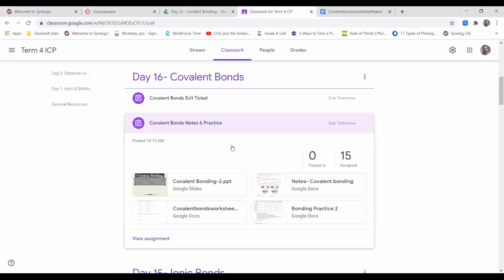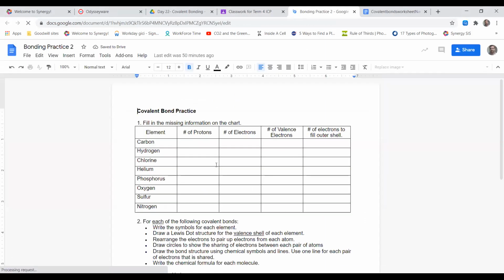All right, if we go ahead and take a look at the second practice very quickly. So go back to sharing the screen. All right, go back to classwork. Now let's take a look at the volume practice number 2 real quick. Okay, just like the chart that we had yesterday, here you're going to be taking a look at these atoms, how many protons they have, how many total electrons they have, how many of those electrons are valence electrons, and how many will take to fill the outer shell.